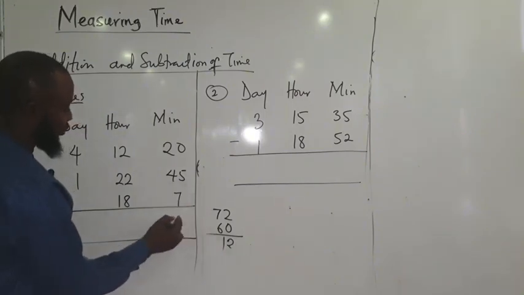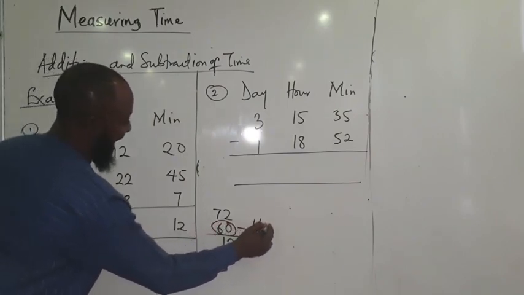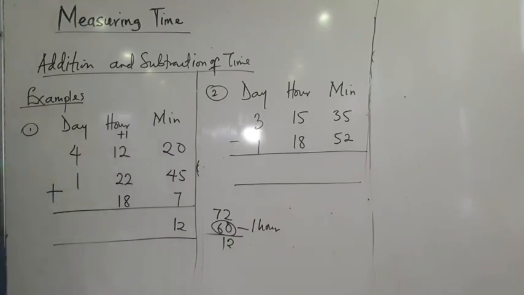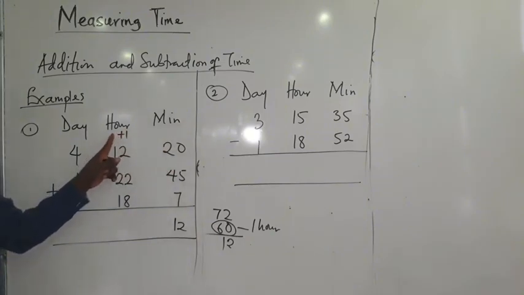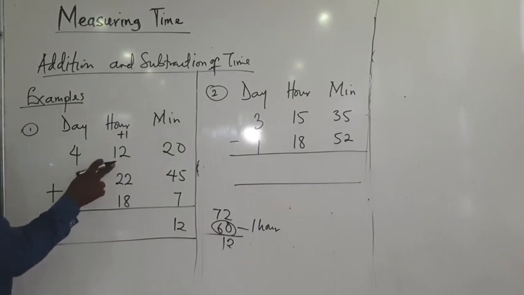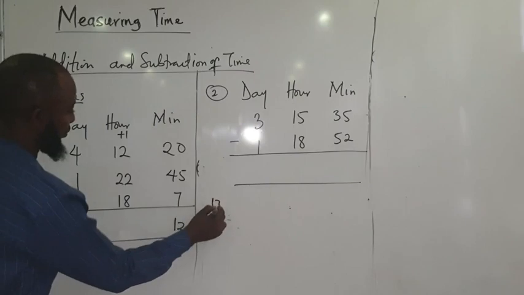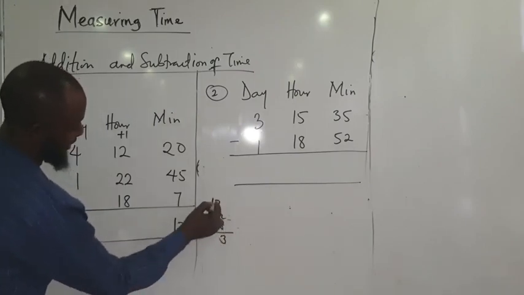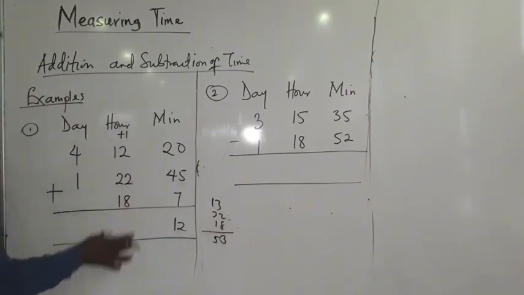It is this 12 you're going to write here. This 60 you subtracted is now what? 1 hour. You bring it to this place, plus 1. I hope I'm making sense. So the 60 minutes becomes 1 hour here. So we then add 1 plus 12, that gives us 13. So 13 plus 22 plus 18 gives us 53. So you can see we have 53 here.